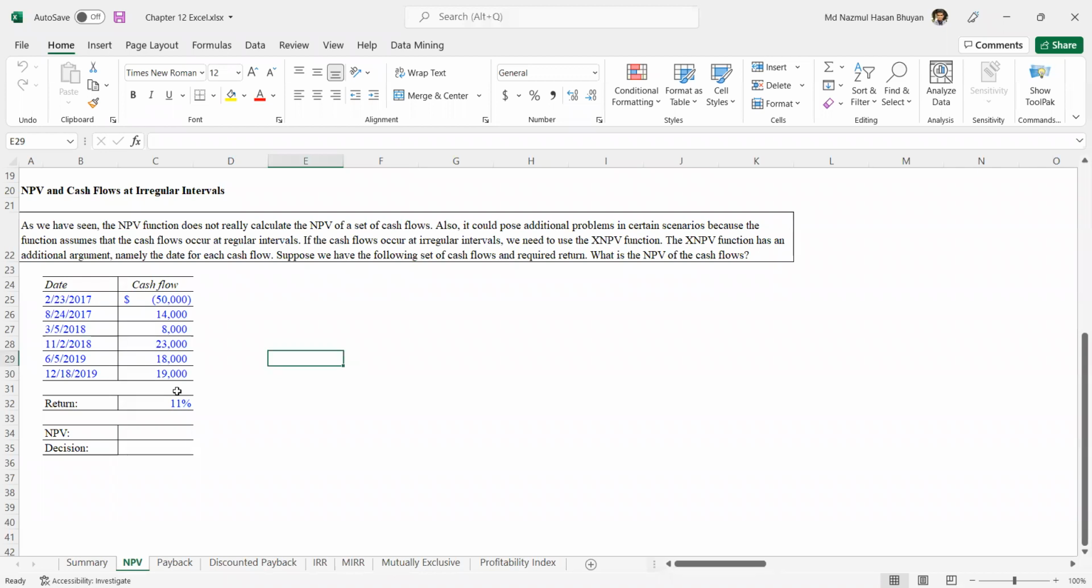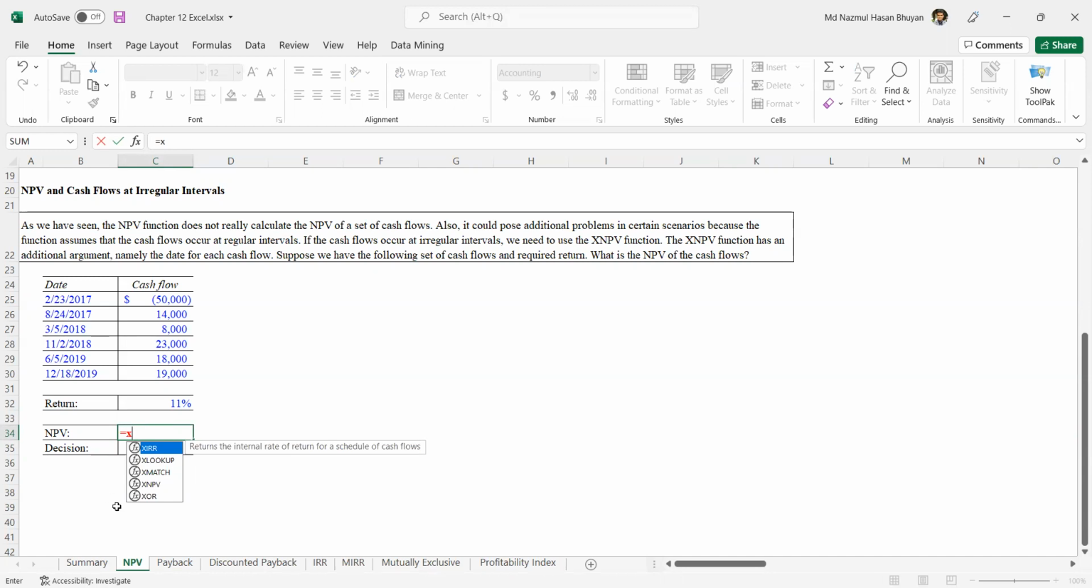So our very first problem is about net present value. Here you can see we have specific dates and we know the cash flows on each of those dates. And then we also know our discount rate, which is 11%. Because we have specific dates, to calculate NPV the formula we are going to use here is XNPV.